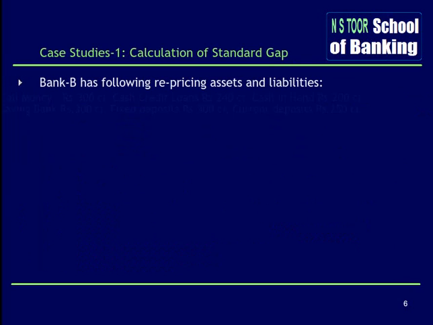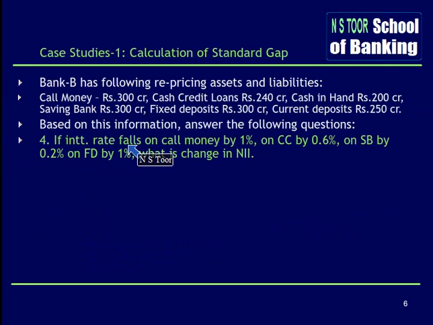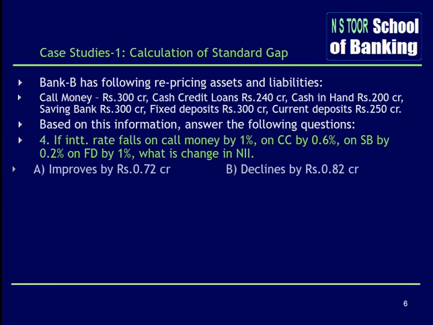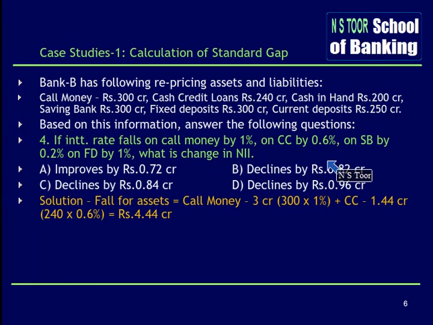Now, based on the same information, let us see a new question. If interest rate falls on call money by 1%, on cash credit 0.6%, on saving bank 0.2%, on FD by 1%, what is change in net interest income? In the previous question, the fall was across the board. Same for all assets, liabilities, but here it is not same. So these are our options.